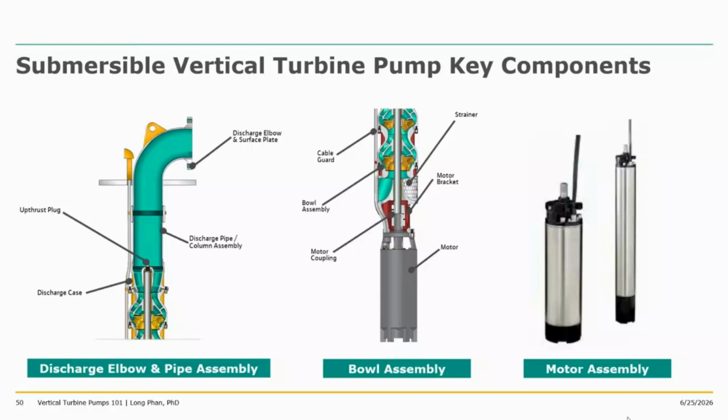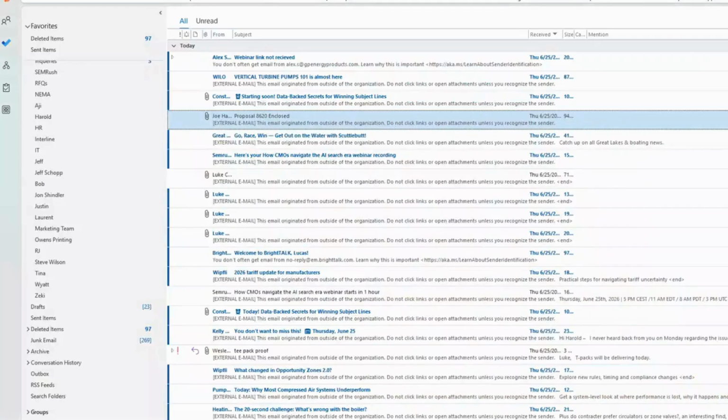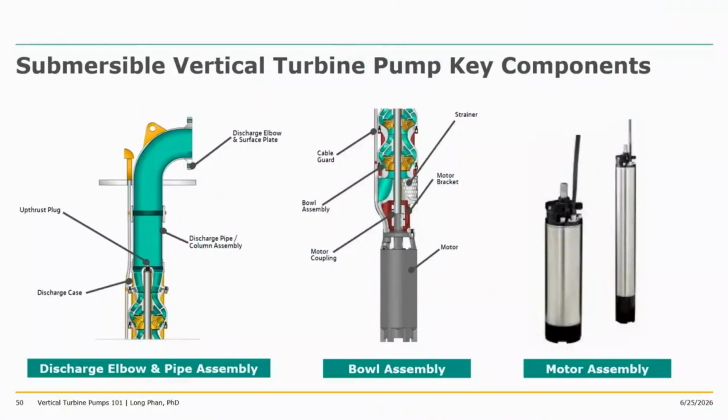On the bowl assembly, similar, you have a cable guard so that you can introduce cable down to connect the motor, to power the motor. The motor will be connected directly to the pump through motor bracket and motor couplings there. And the motor assembly is the one showing on the very last there. Hermetically sealed, so that water will not go inside and damage the electrical components.